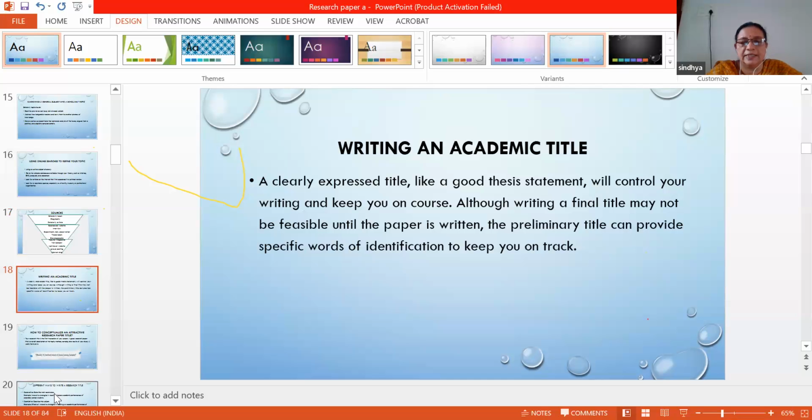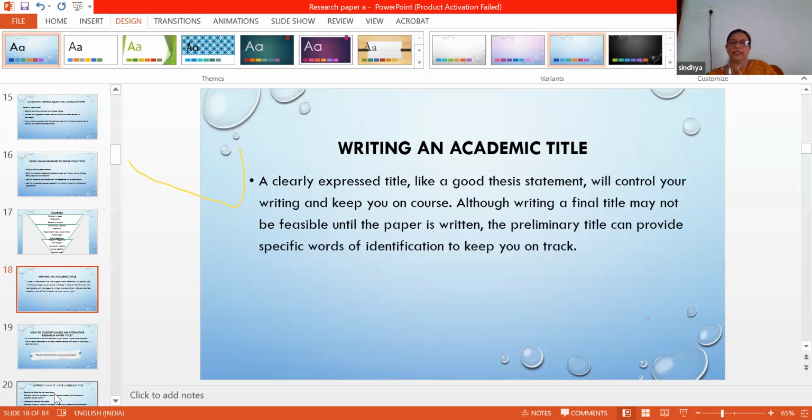So when a topic is selected, the next step is you have to write an academic title. The title is important. The title itself reveals what your research is. Writing a title in the beginning may be difficult, but while conducting the research, we can modify it. While preparing a research paper, writing the final title may be feasible only when the paper is written. So the preliminary title may be modified after the full completion of the research paper.